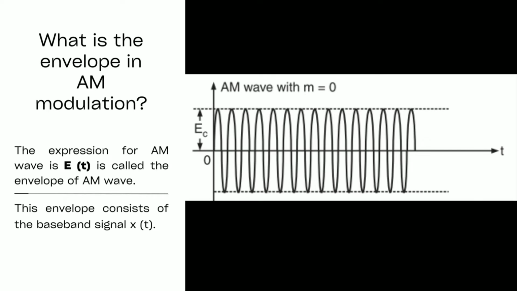The expression for the AM wave is A(t), which is called the envelope of the AM wave. This envelope consists of the baseband signal x(t). Therefore, the modulating or baseband signal may be recovered from an AM wave by detecting the envelope.